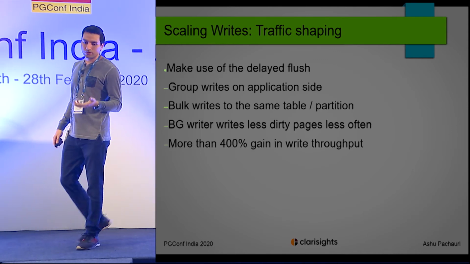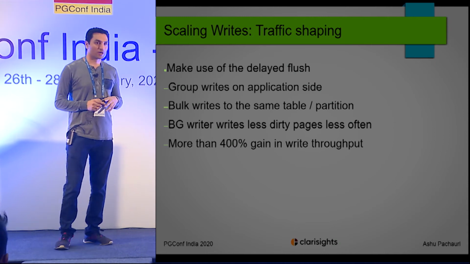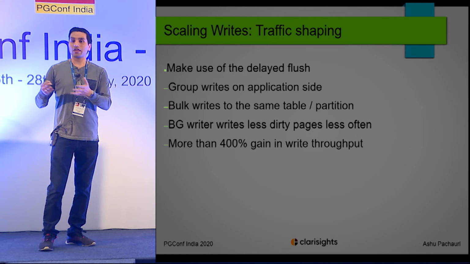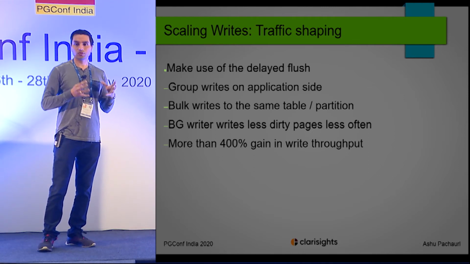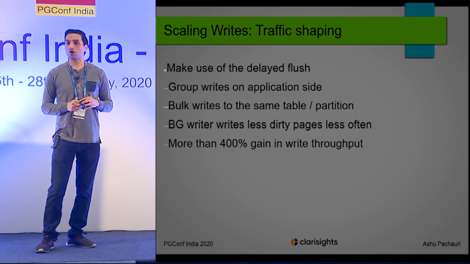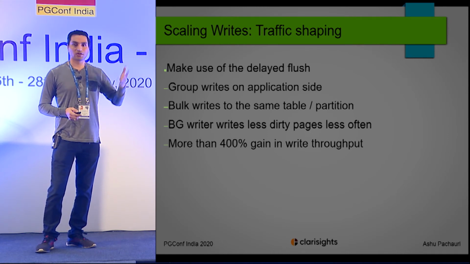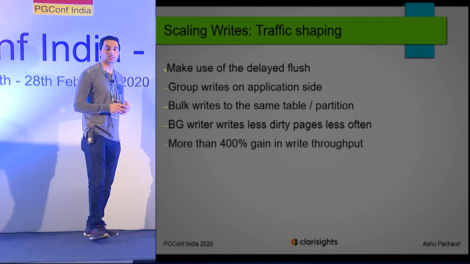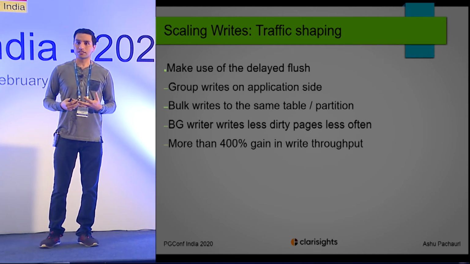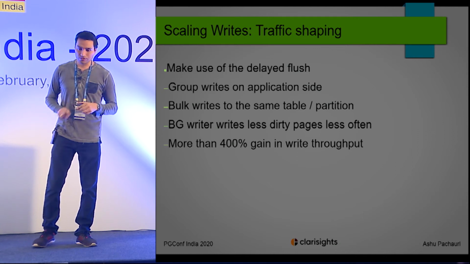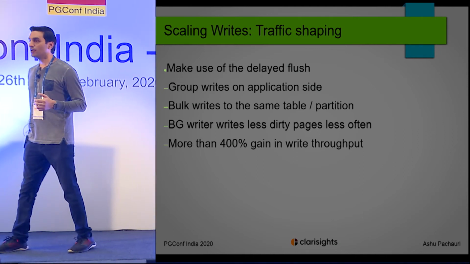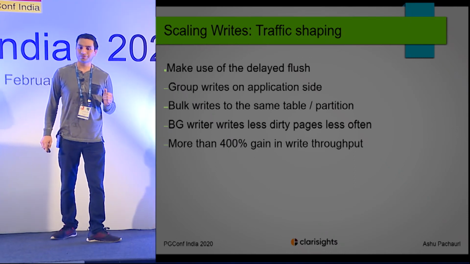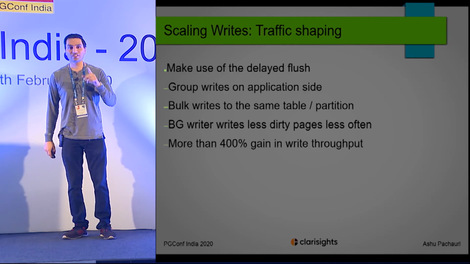To do that, you group writes on the application side, and write to the same table or partition in bulk. You have to introduce some level of buffering on the application side, maybe a Kafka stream, depending on how your write workload is structured. But if you do group writes, you will see better throughput from Postgres. What we saw in production was more than 400% gain just by introducing bulk writes. And believe me, this number is small.